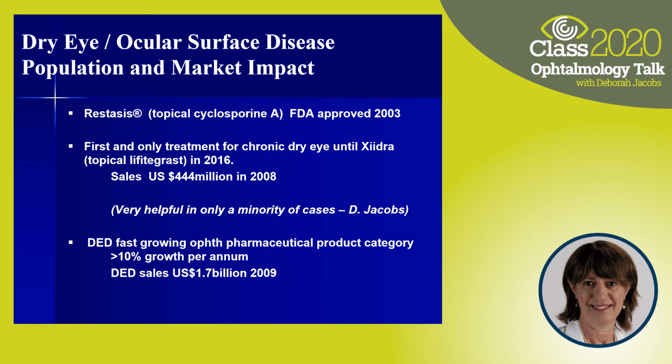Topical cyclosporin A was FDA approved here in the U.S. in 2003. U.S. sales in 2008 were $444 million. It was the first and only treatment for chronic dry eye until Xiidra entered the market in 2016. It is my own impression that these two agents are very helpful only in a minority of cases. Dry eye disease is the fastest growing ophthalmic pharmaceutical category with 10% growth per annum and 1.7 billion in sales in 2009.